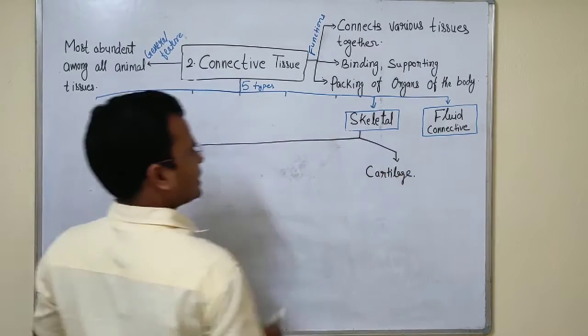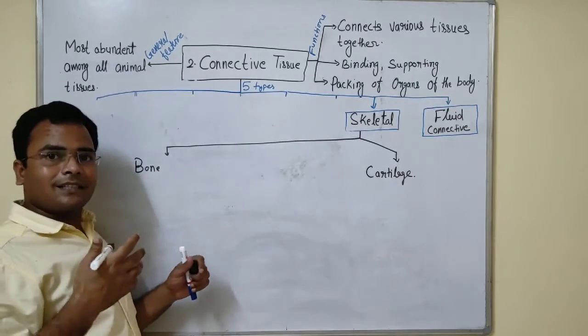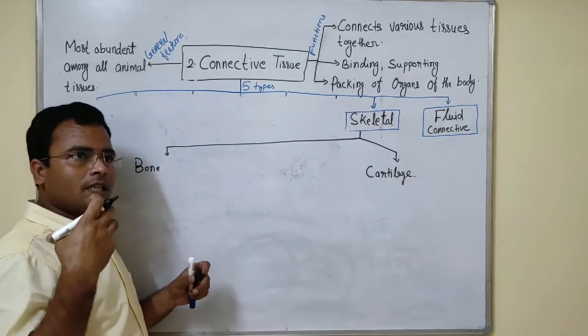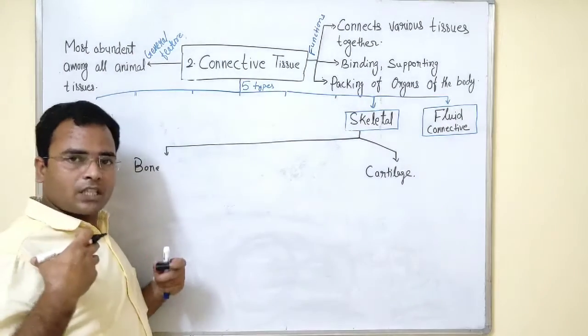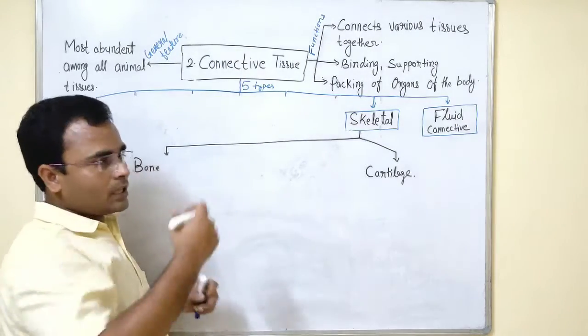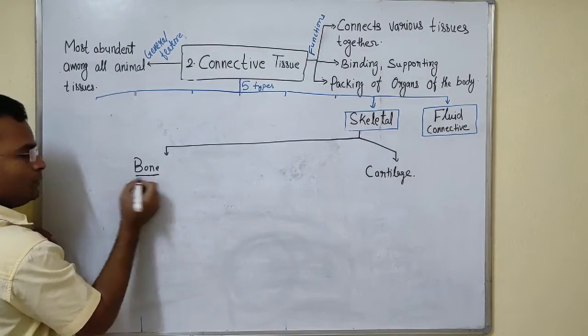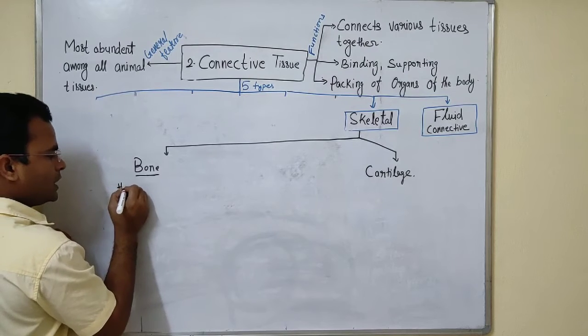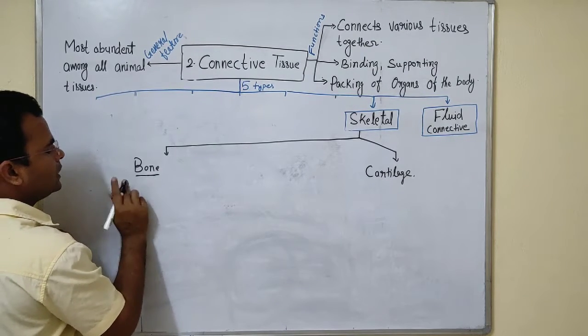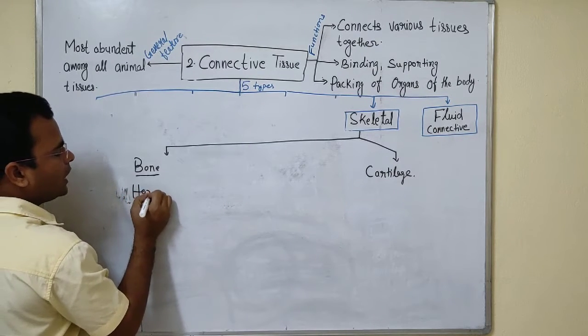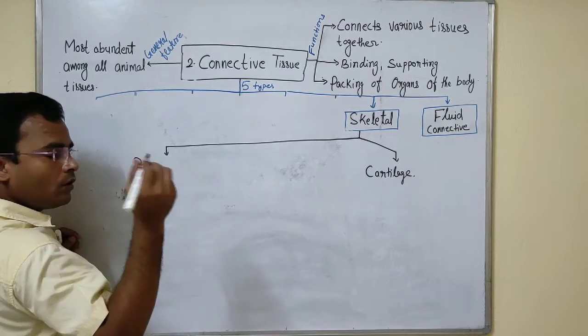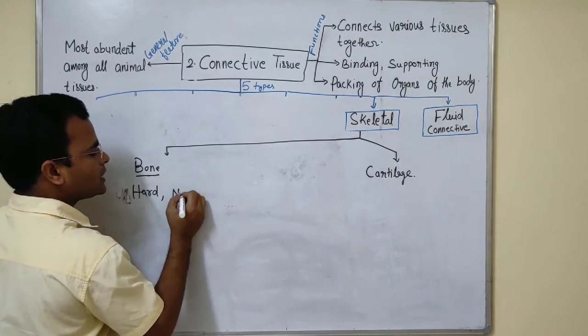C-A-R-T-I-L-A-G-E. Again we are comparing. They are the skeleton. You can say that they are the frame which is provided to us by this type of skeletal tissue. So bones, if we are talking about the nature, are hard. Bones are hard and non-flexible. It is not flexible.